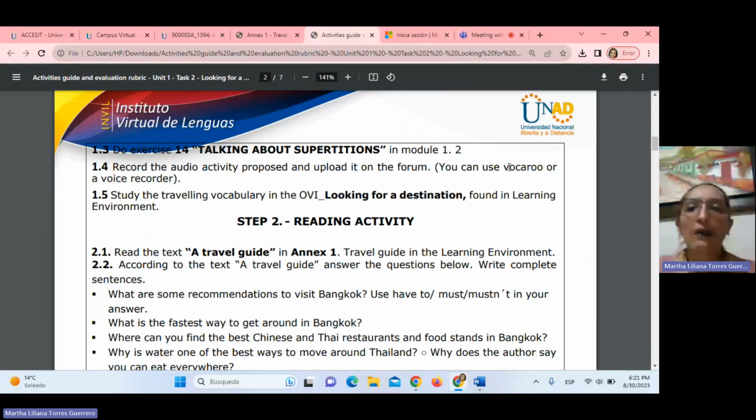So you can record the audio using Vocaroo or any other voice recorder. As soon as you record your audio, you have to share this audio in the forum.